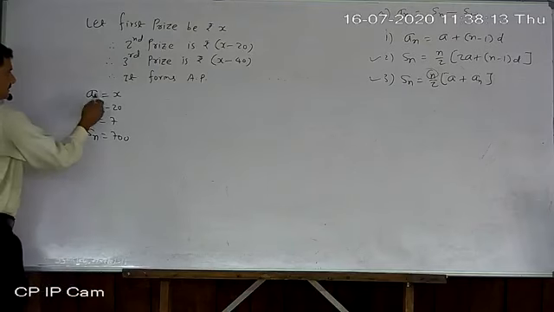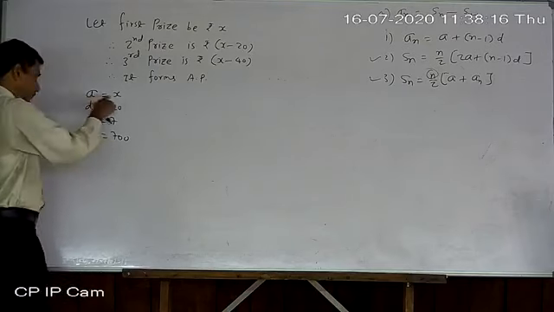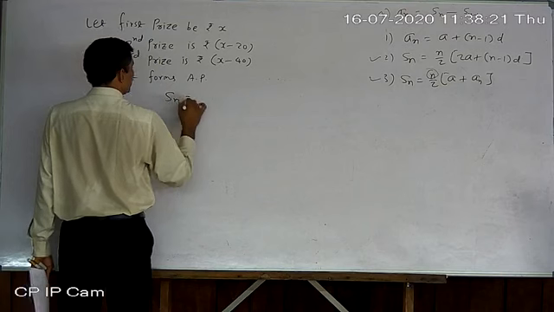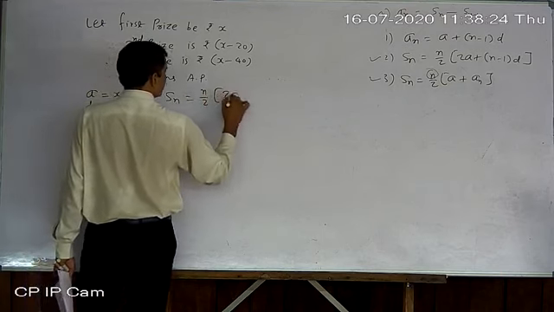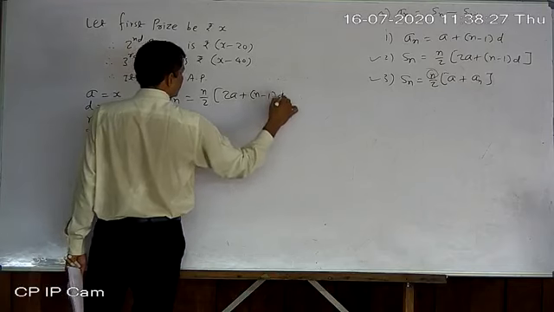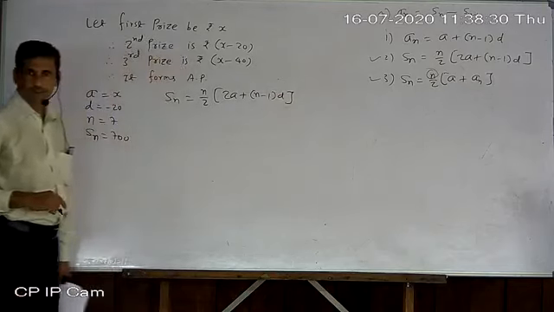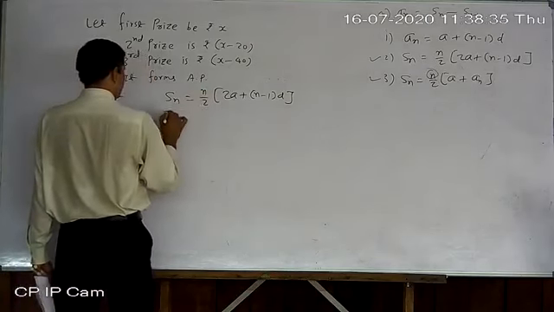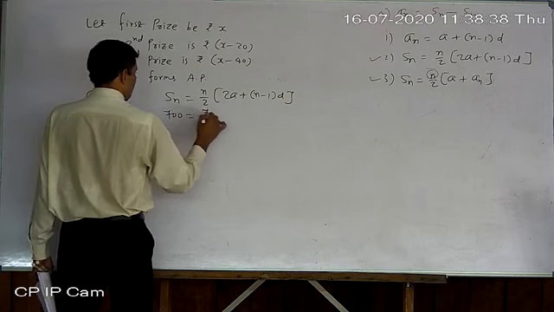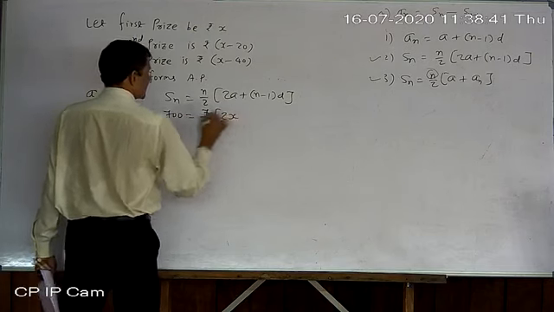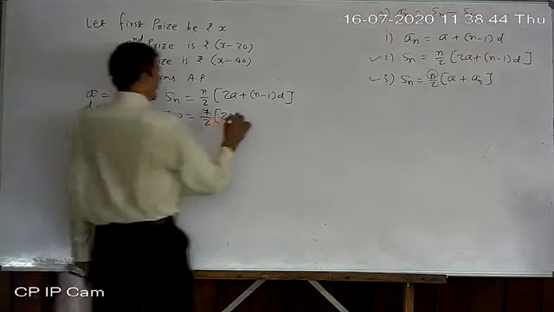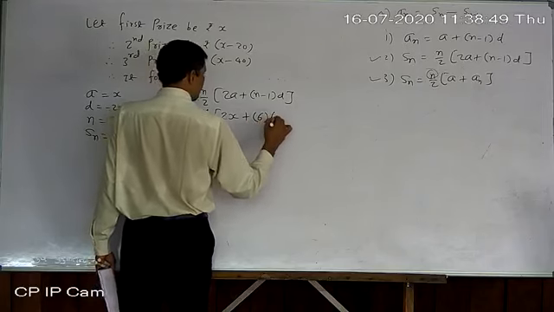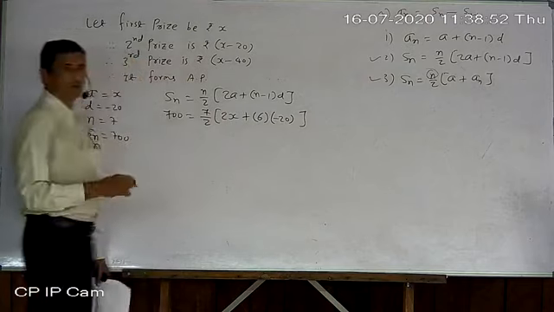What to find? This one, A, because A is not given. That is supposed. Okay, so write down Sn equals n by 2 times 2a plus n minus 1 d. We cannot use the last term formula because the last term is also unknown, and the first term is also unknown. So now write down here 700, n is 7 divided by 2, a is supposed x, n is 7, n minus 1 is 6, and d is minus 20. All values are placed.